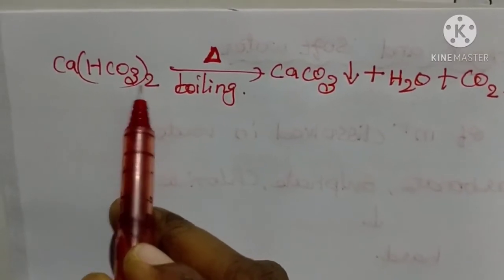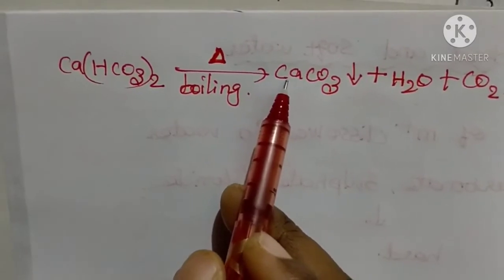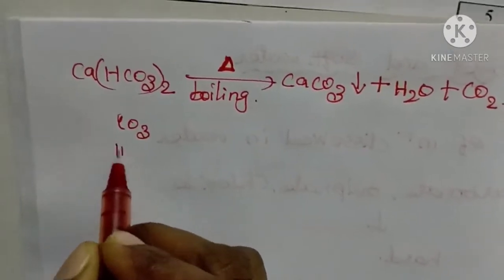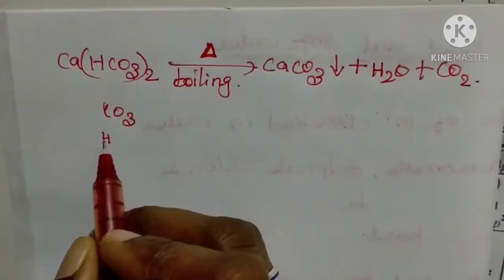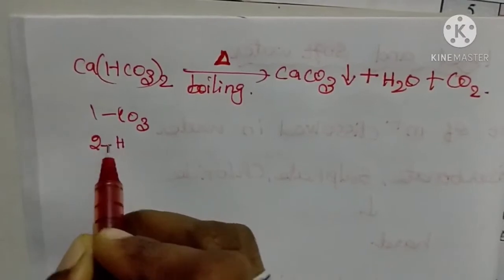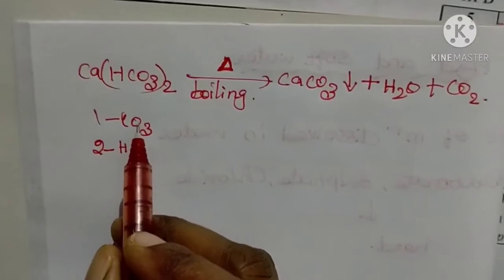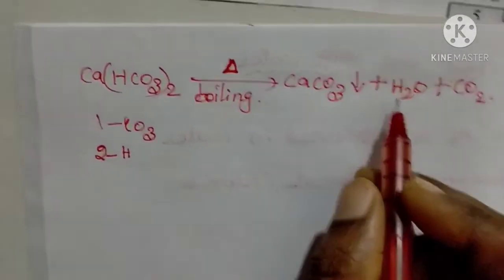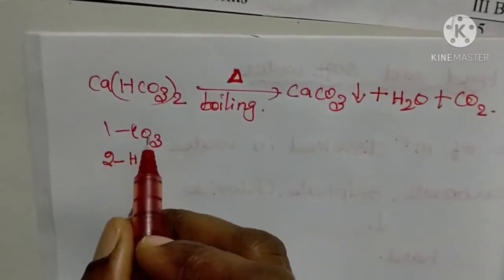Calcium is combined with carbonate. You have two carbonate and two hydrogen. So one carbonate is removed with the calcium as calcium carbonate, and the remaining one carbonate and two hydrogen are present in the side. Now this two hydrogen is combined with one oxygen from this carbonate and it forms H2O.